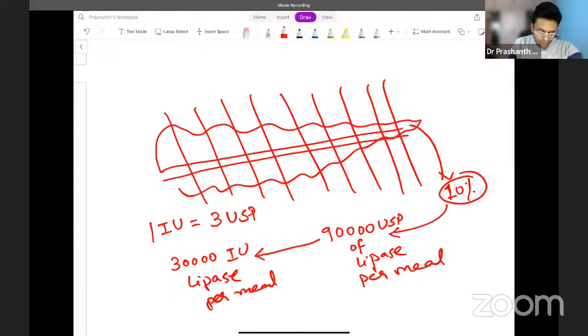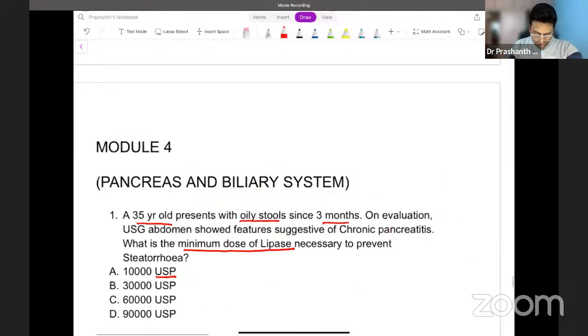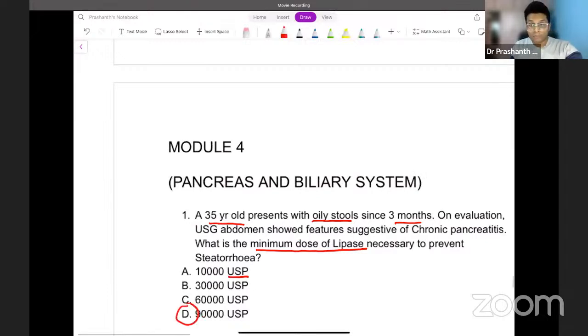So what you have to know is the interchange of units and the basic concept of what 10% of the pancreas is able to secrete in normal health. So the answer for this question is D, 90,000 USP. In the next question, they may ask in slightly different units. In clinical practice, for a patient with steatorrhea, we would start off with a dose of approximately 25 to 30,000 international units of lipase per meal.